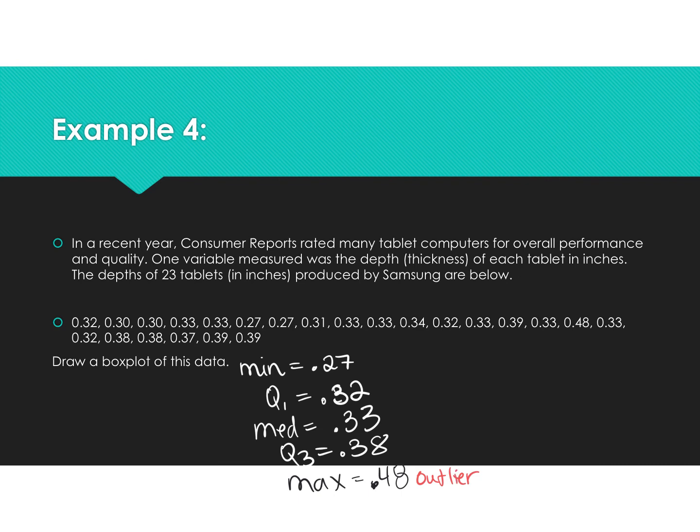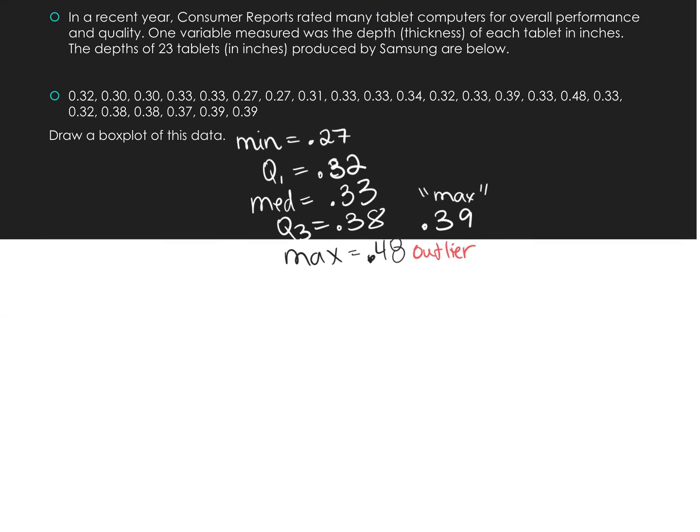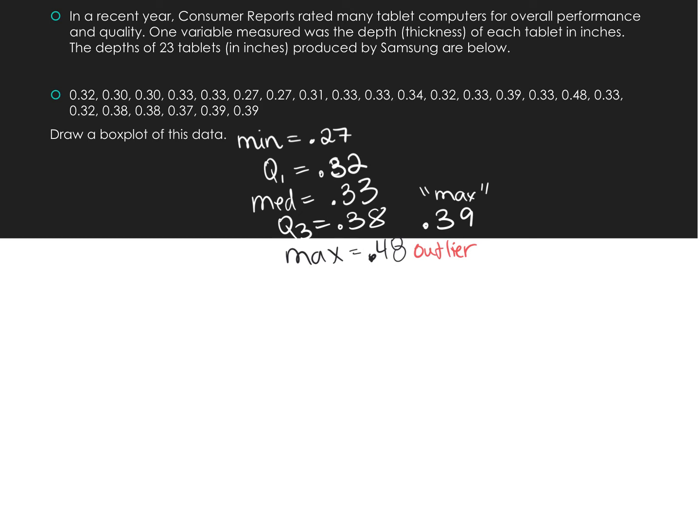So what was the next data value below that outlier? Okay, so we're going to use 0.39 as our max for the box plot. Wait, why are you using 0.39? Okay, so 0.48 was our outlier. The data value before the outlier that's not an outlier is 0.39. We can have more than one outlier. It's possible to have several dots on your box plot that represent outliers.